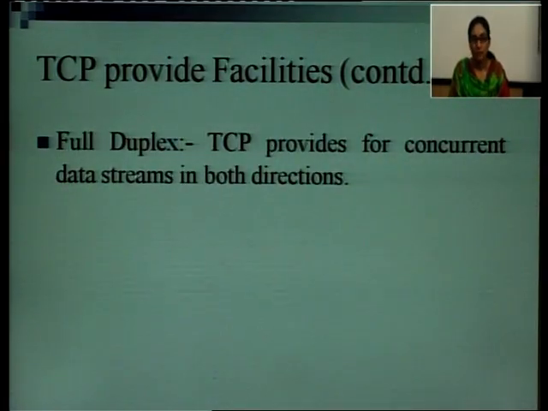Last is full duplex. As we all know, there are three types of transmission modes: simplex, half duplex and full duplex. In simplex, only the sender can send the information and the receiver can only receive. But in half duplex, both can send and receive the information but not at the same time. But TCP provides a concurrent data stream in both directions. So sender and receiver both can send and receive the information at the same time.